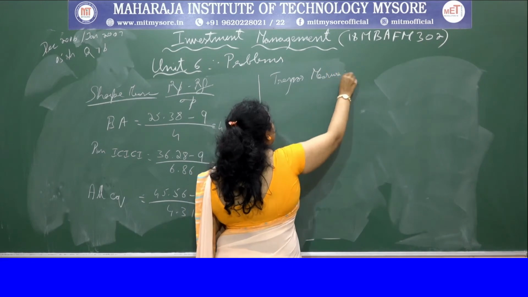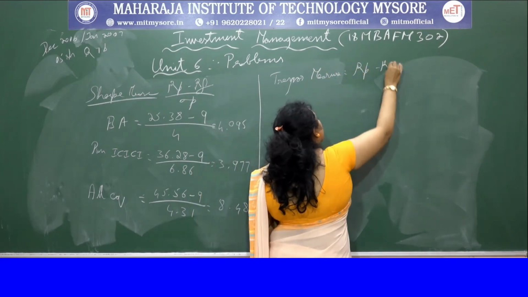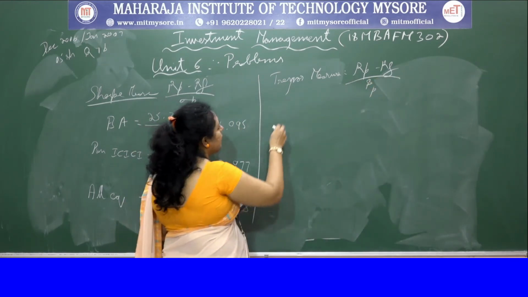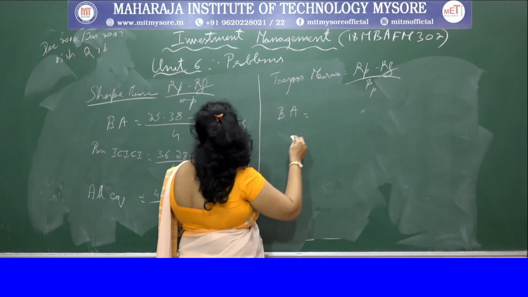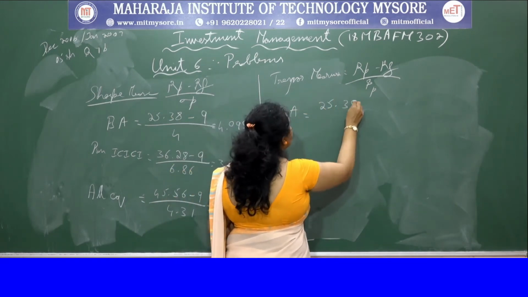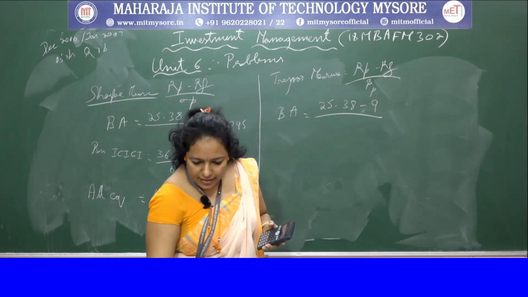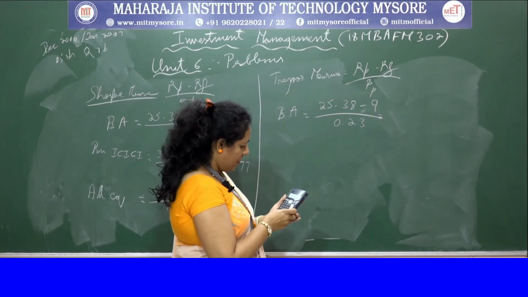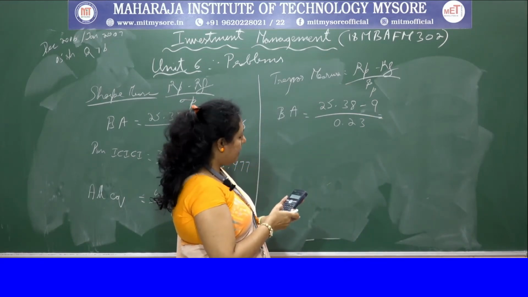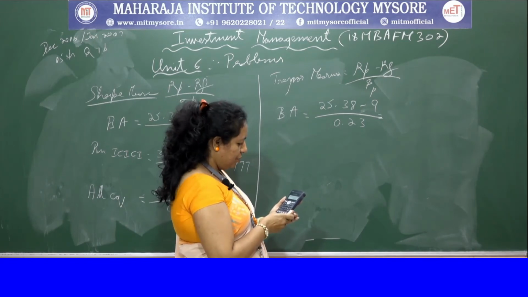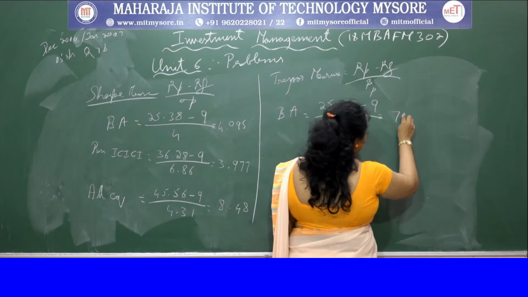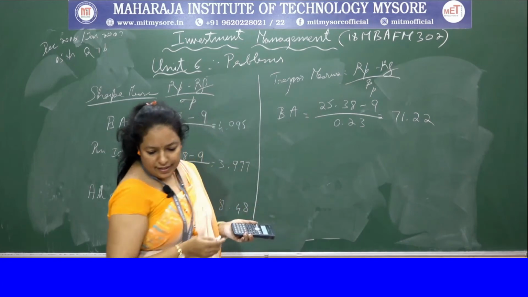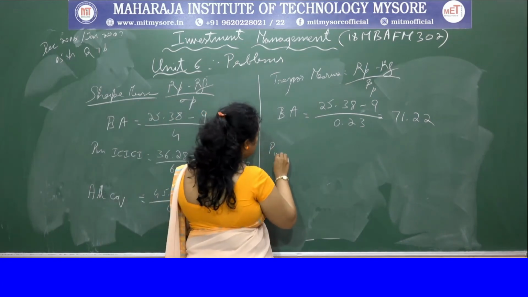I'll write down the formula for you all. Rp minus Rf divided by beta P. So first is the Birla Advantage. 25.38 minus 9, the beta is 0.23. So what's the answer? 25.38 minus 9 divided by 0.23, you get 71.22. Okay. Next is ICICI Prudential.